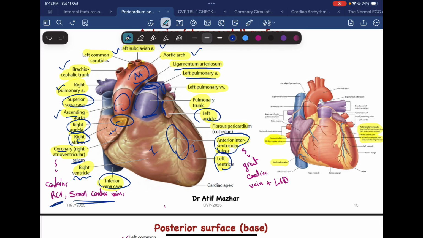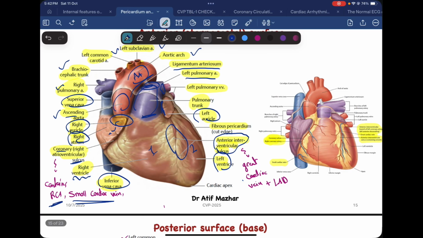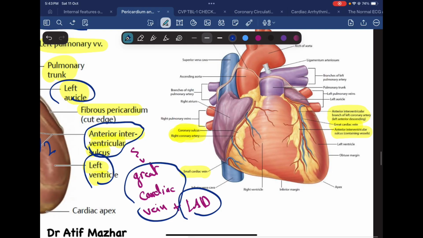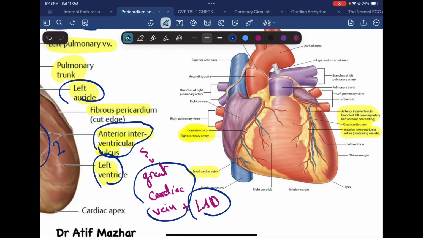Now, what does that? Every sulcus contains vessels. That's why it's there. We have the great cardiac vein and the LAD over here. This picture shows it a bit better. It's the anterior interventricular branch of the left coronary artery, or left anterior descending artery. LAD is pretty much enough for anyone to know what you're talking about.